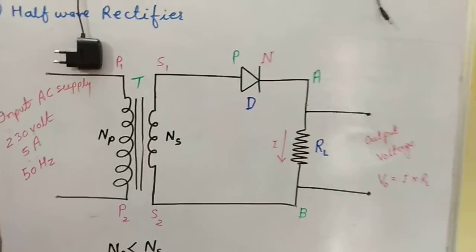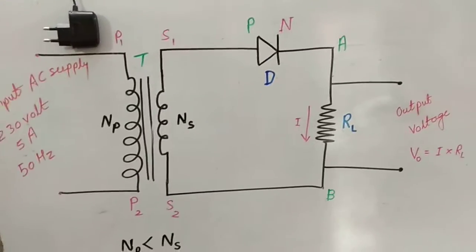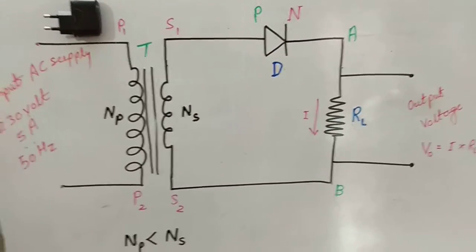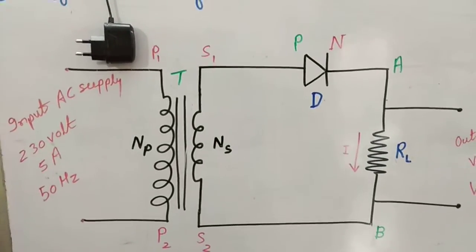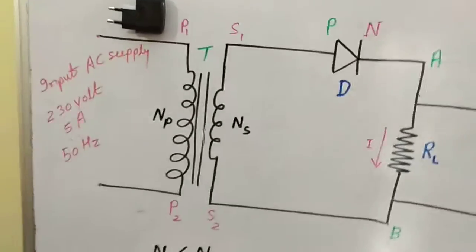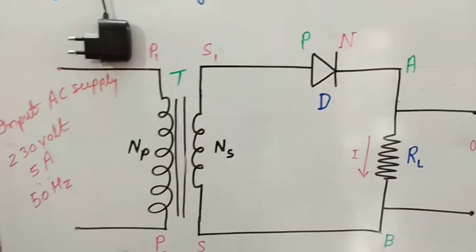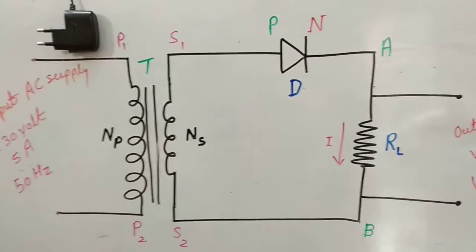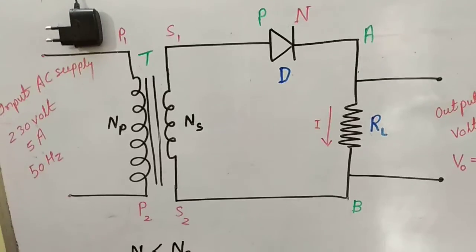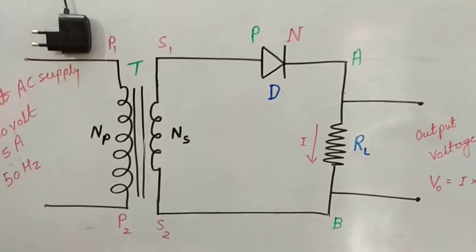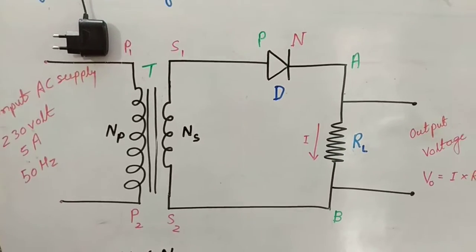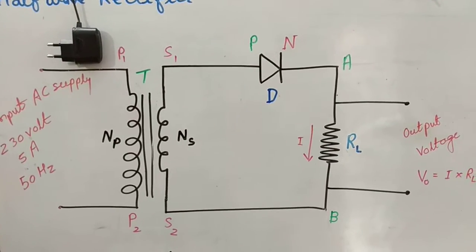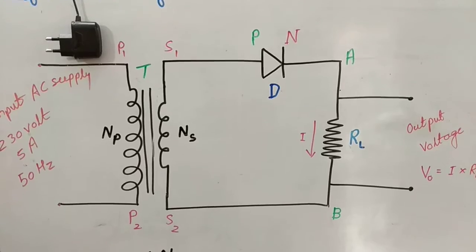Now here we are using a step down transformer. When the supply is given, the higher voltage of 230 volt is converted into low voltage as per the requirement of the DC supply. Due to alternating current, the polarity of secondary terminals S1 and S2 alternately changes.